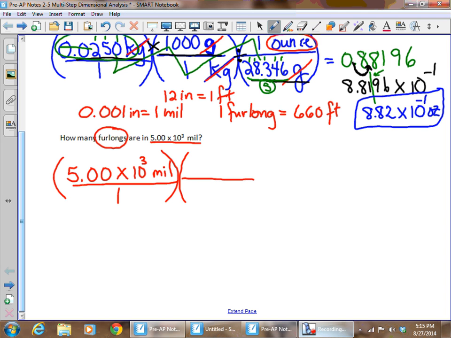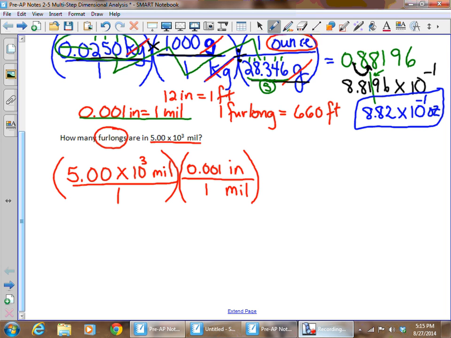So I may not know anything else about this, but I know I need a conversion factor, so I'll write the skeleton, and I know mils has to go on the bottom. So I'll look up to my conversion factors and see if I find one with mils in it. And sure enough, I have one up here. That 1 mil is equal to 0.001 inches. And I need the 1 mil to be on bottom, so evidently the 0.001 inches is going to go on top.